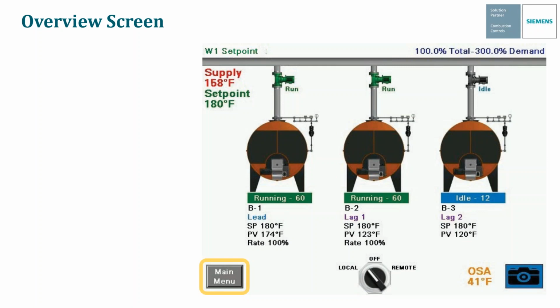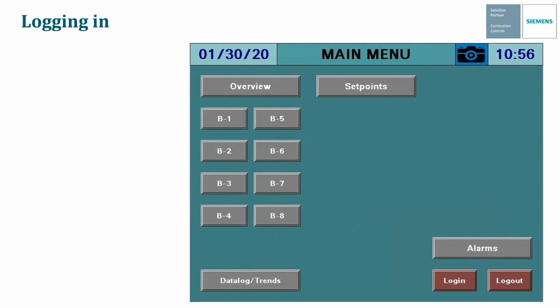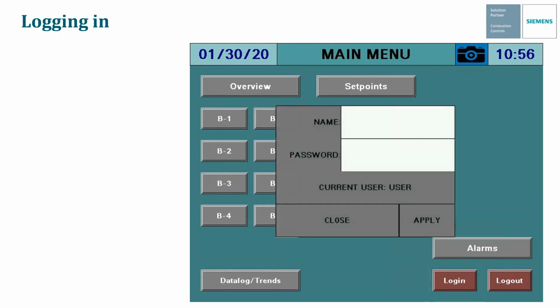Okay, so we click on our main menu button down here in the lower left-hand corner on our overview screen. It will take us to the main menu of the master panel. Now, when you first go here, there's not a whole lot being shown because we're not logged in. So in order to log in, we're going to click on the login button. When we do so, it'll bring up this little dialog box, and you're going to type in setup as the name and start as the password.